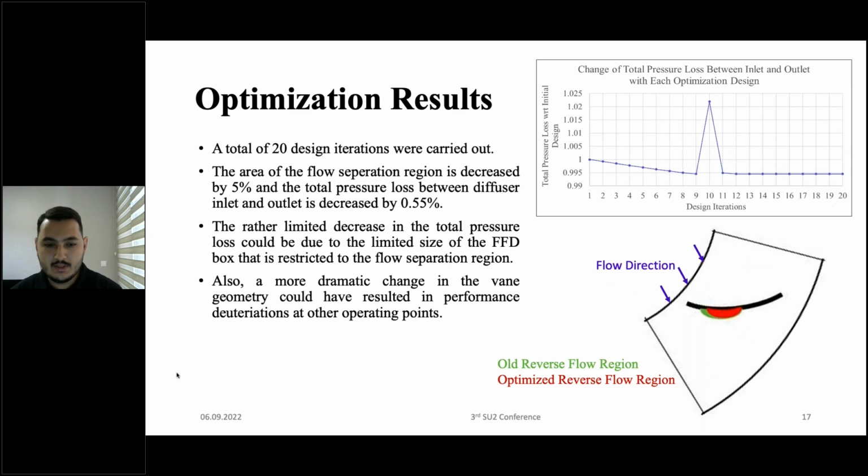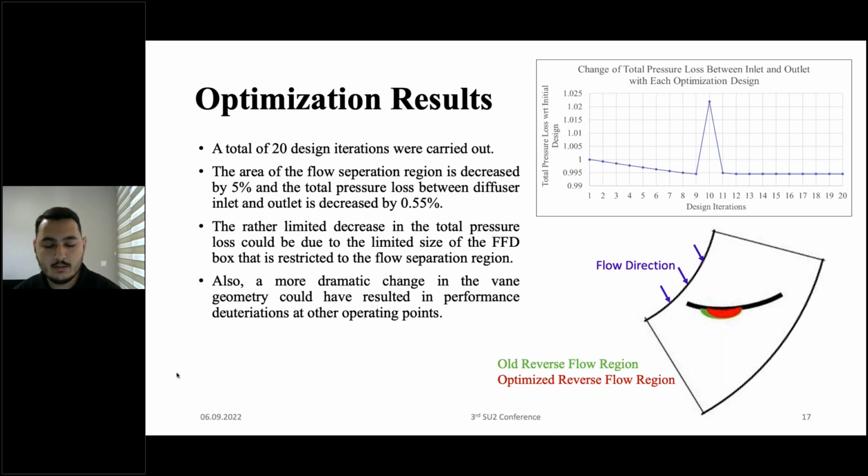And these are the optimization results. A total of 20 design iterations were carried out. The area of the flow separation region is decreased by 5%, and the total pressure loss between diffuser inlet and outlet is decreased by 0.55%.